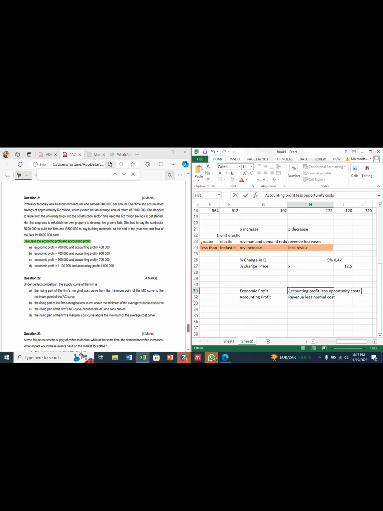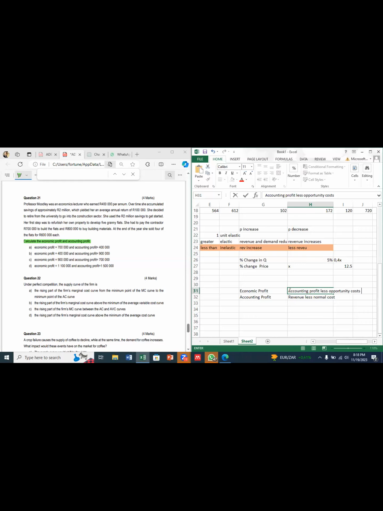All right, so we need to identify the elements there. Professor Moodley, an economics lecturer, earned 400,000 per annum. Over time, she accumulated savings of approximately 2 million and yielded an average return of 100,000. She decided to leave her university to go to the construction sector. She used the 2 million savings to get started, and the first step was to refurbish a property, 5 granny flats. She had to pay a contractor 700,000 to build the flats and 800,000 to buy the materials. At the end of the year, she sold the flats for 600,000.